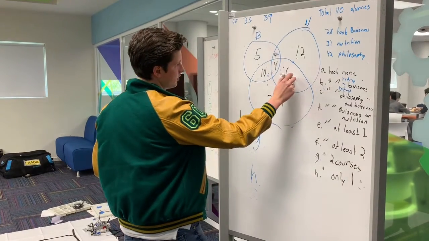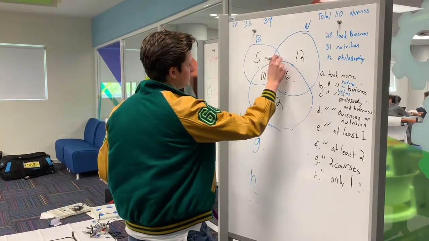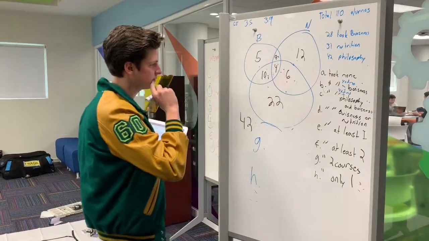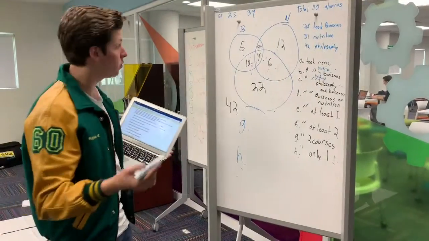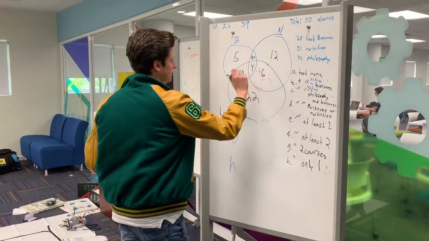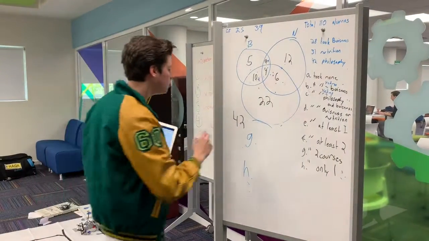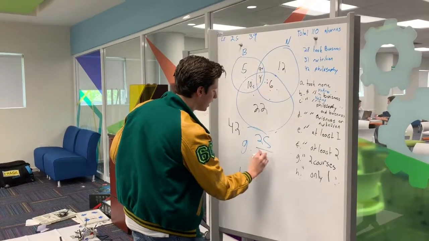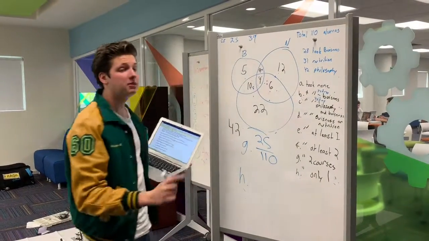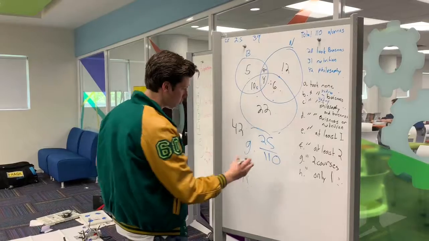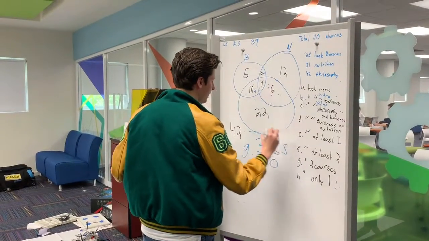6 plus 9 plus 10. No, 25. So we add them up: 9, 6, 10, 2 courses, and it sums up to 25. So 25 over 110, which obviously can be simplified. So we're going to simplify by 5.